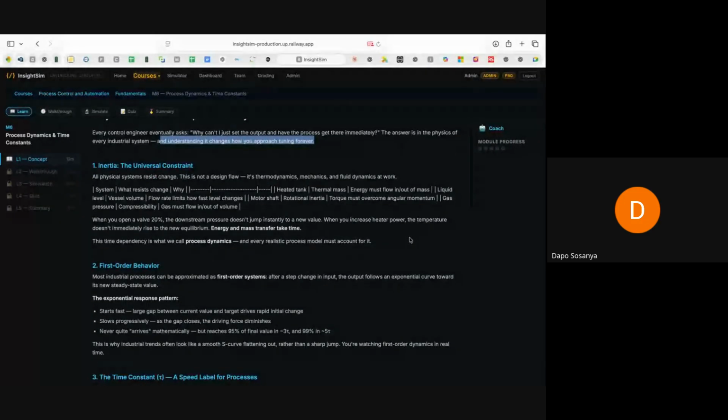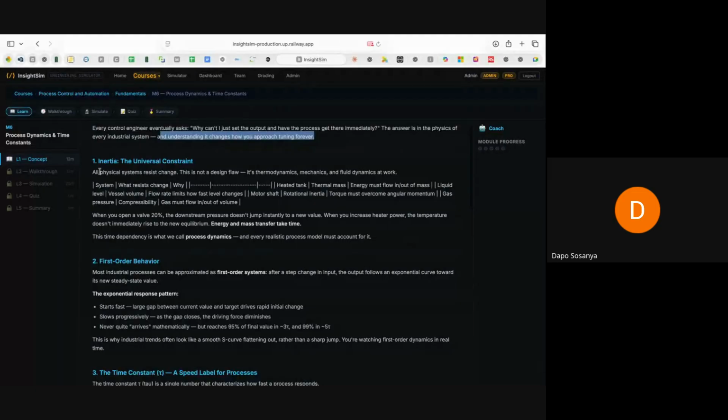So we have inertia, right? All physical systems resist change. And this is not a design flaw. It is thermodynamics, it is mechanics, and it is fluid dynamics at work. These are physical properties of materials that we need to live with, we need to design around, we need to consider. Right? So, which system resists change and why?